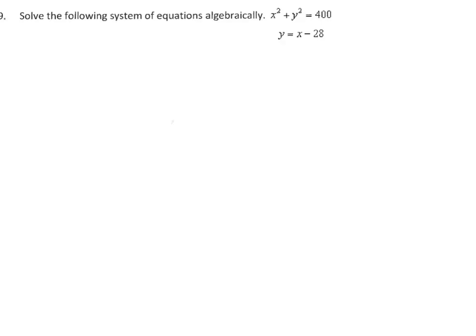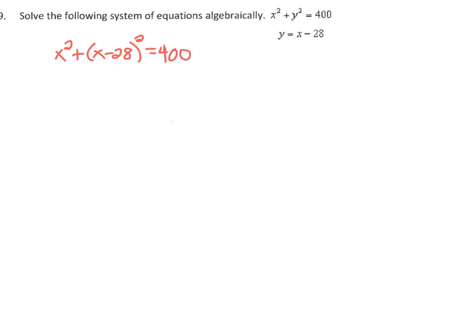Number 29, they want us to solve the system algebraically. All right, so we're going to use substitution. Since y is equal to x minus 28, we're going to take the x minus 28 and substitute it into the first equation for y. So instead of having x squared plus y squared equals 400, we're going to have x squared plus what y is equal to, x minus 28 squared, equals 400.